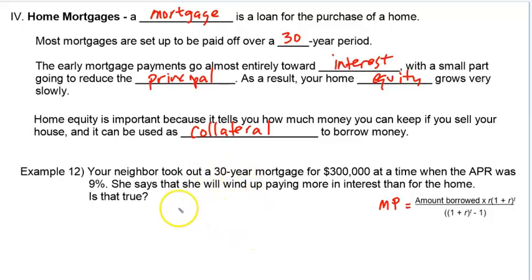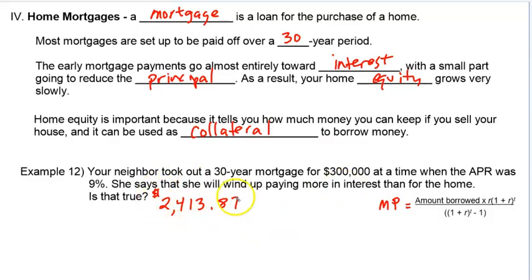Okay, so let's take this example 12, and this will be our last example. Your neighbor took out a 30-year mortgage for $300,000, 9% APR. So let's first find out what that monthly payment is. Let's go to your calculator and figure out our monthly payment, if you'll do that now. So hopefully you were able to come up with the monthly payment of $2,413.87.